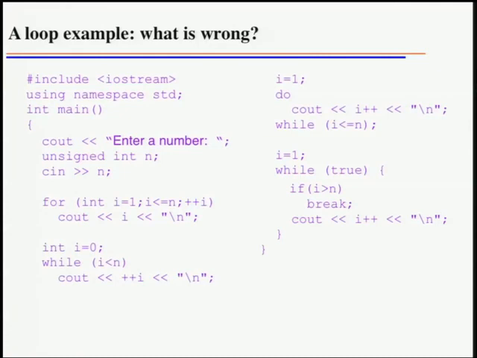And here, written rather complicated to confuse you, but in the end doing the same thing with a while loop. While true, if I is greater than n, you immediately break. Otherwise, you output I and increment I by 1.